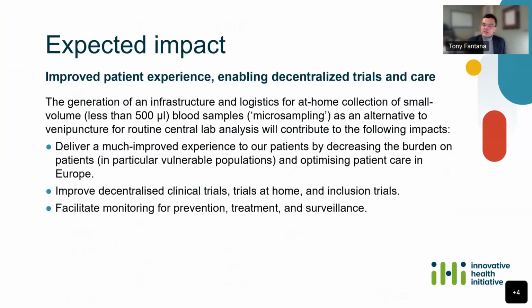So we want to generate this infrastructure and logistics for at-home collection of small volumes. So what we're looking at is less than 500 microliters blood samples, which we call microsampling, as an alternative to venipuncture. As we've discussed, the improved experience for patients and decreasing the burden is very important. We want to improve trials at home, decentralized trials, inclusion trials, and we want to be better at facilitating monitoring for the prevention, treatment, and surveillance of disease.